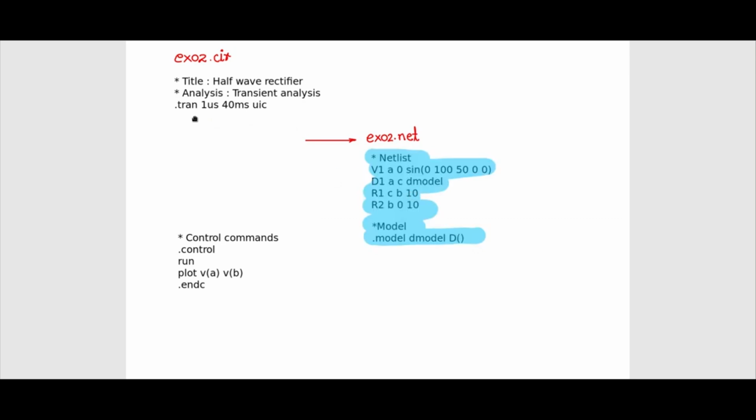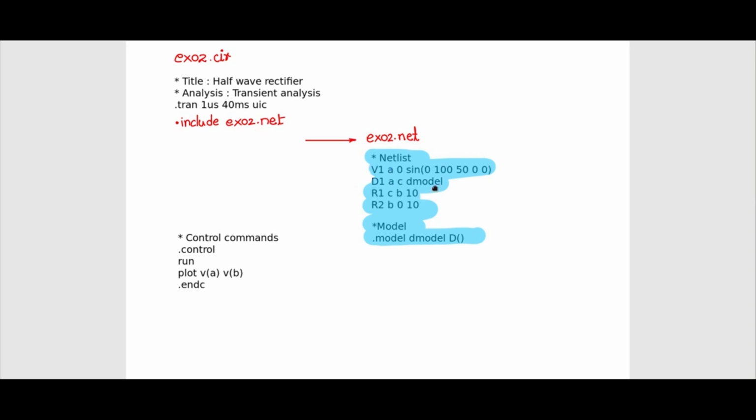Now the .cir file should have information on where to take the netlist from, so we need to include this file name here. So let us use a .include statement. ngspice's .include command will be useful here. So .include ex02.net. So now the .cir file has this include statement whereby it knows where to take the netlist from.